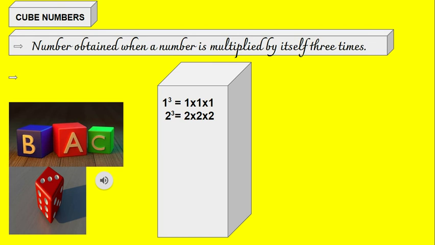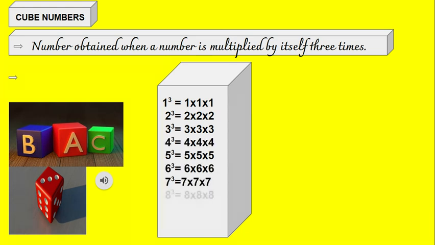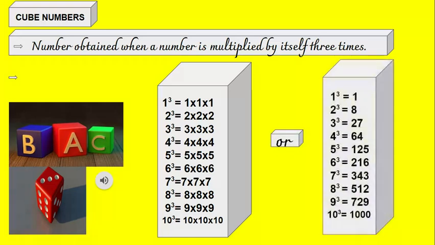That is equal to 8. 3 cube, that is 27. 4 cube, 64. 5 cube, 125. 6 cube, 216, and so on.